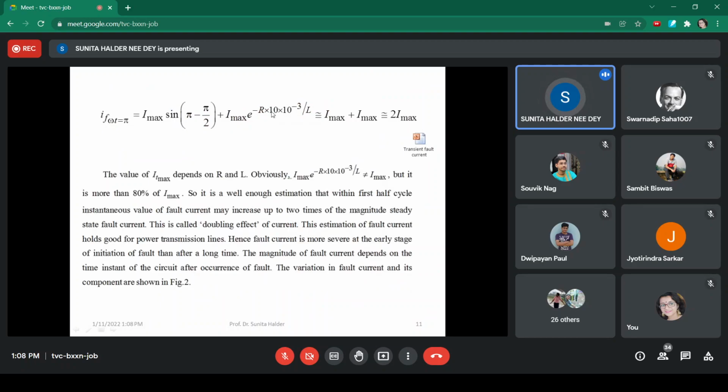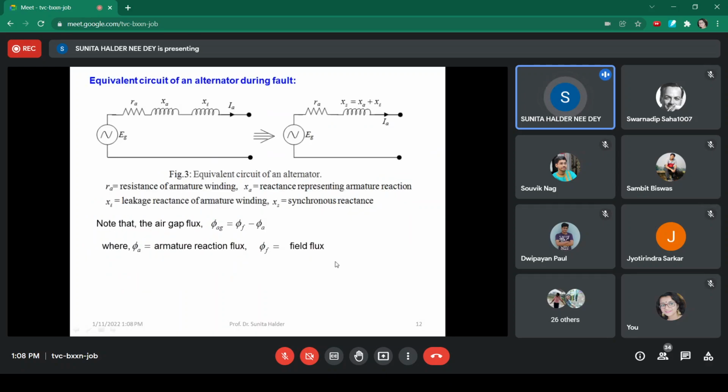This thing I have explained, but I forgot to send you this slide. Today I shall send it. So, this is the equivalent circuit of an alternator during normal condition. I have written "during fault" here because in this part of the presentation I shall discuss that. But whatever I have drawn in figure 3 is the equivalent circuit of an alternator under normal operating condition. That means a voltage behind a reactance or impedance. What is the impedance? There are three components. The resistive part is the resistance of the armature winding. XA represents the armature reaction of the generator, and XL is the leakage reactance of the armature winding.